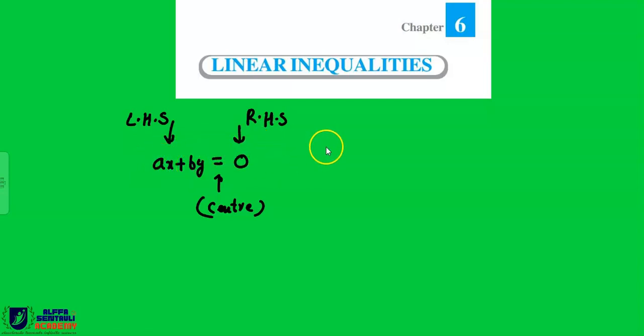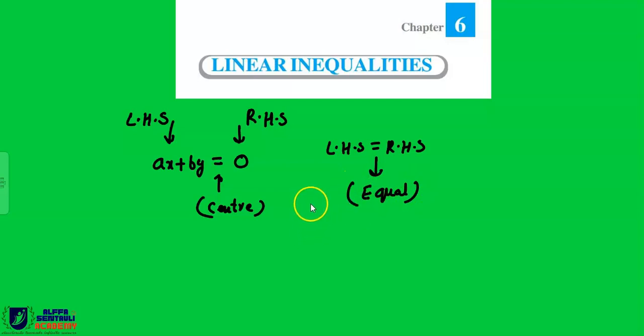When LHS is equal to RHS, then we get an equation, and when LHS and RHS are both equal, we relate them with the help of equality. So this is the sign of equality, they both are equal.